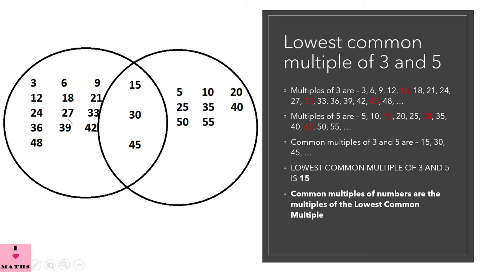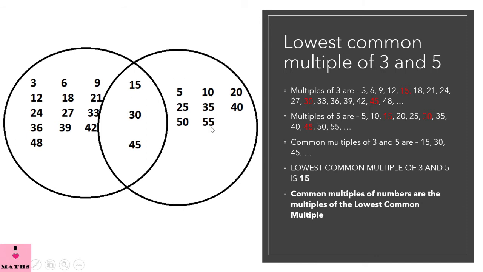This circle has got the multiples of 3. See, 3 ones are 3, 3 twos are 6, 3 threes are 9, 3 fours are 12, 3 fives are 15, 3 sixes are 18, 3 sevens are 21, 3 eights are 24, 3 nines are 27, 3 tens are 30, 3 elevens are 33, and so on.